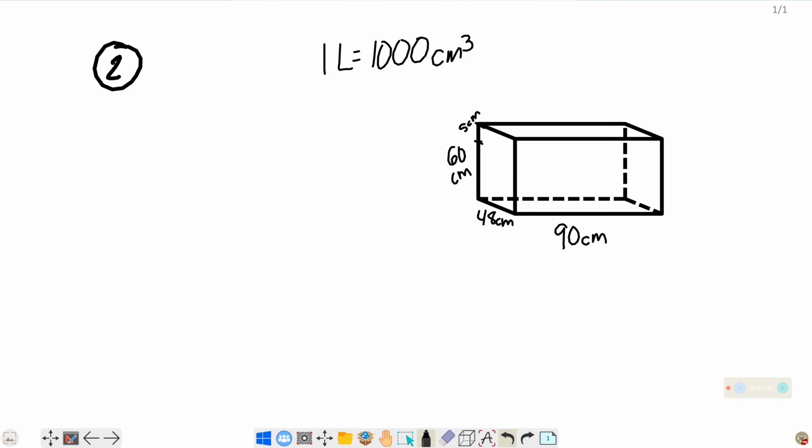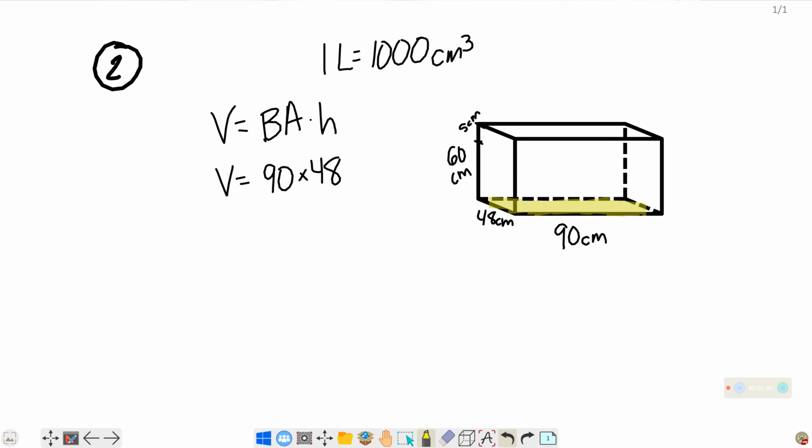To find volume, we use the base area times the height. In this one, the base area will be 90 times 48 because we have a base that's a rectangle, and we want to fill in this section here for the base area. The height of the aquarium is going to depend on how much water we want to put in there. And she said that she wanted to leave 5 centimeters of room at the top.